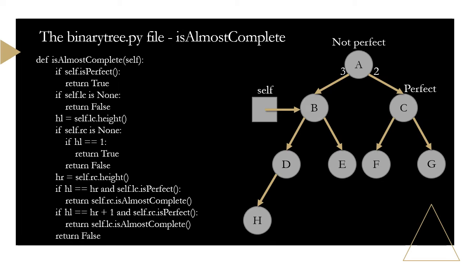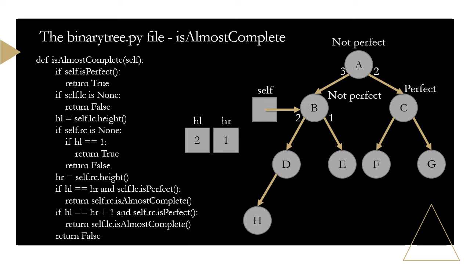Start from the first line of code. Is the tree rooted at B perfect? Not perfect. Does B lack a left child? No. Find the height of the left subtree. 2. Does B lack a right child? No. Then find the height of the right subtree, which is 1.